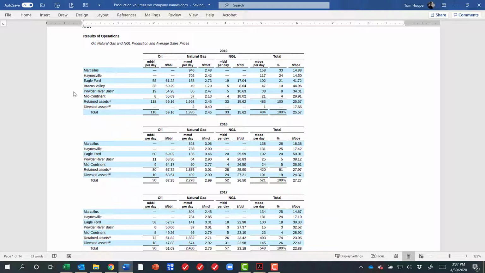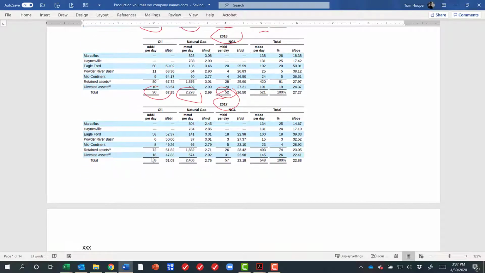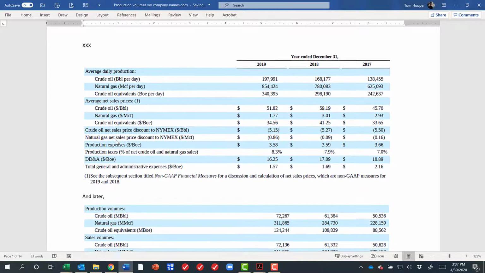They reported by business unit, and they reported 2019, 2018, 2017 in this way. So again, if you wanted a dashboard that had a lot of detail on it, you could do this. Otherwise, you're looking for oil, gas, and NGL, and then you can use that total if you want to check your math. Same thing here. Here, here. And for 2017.